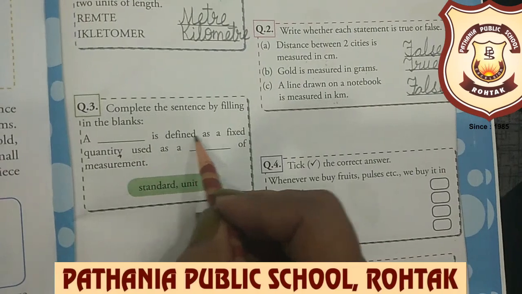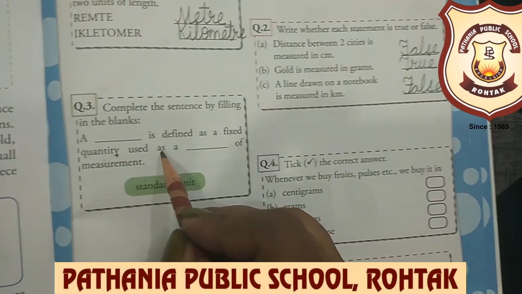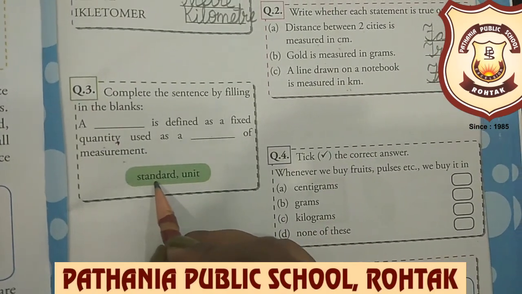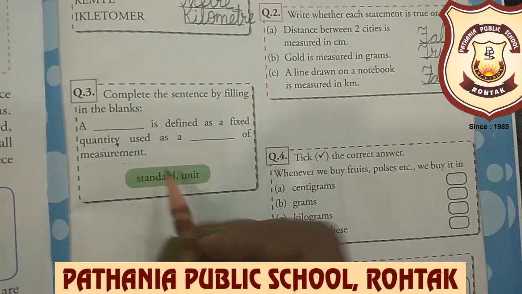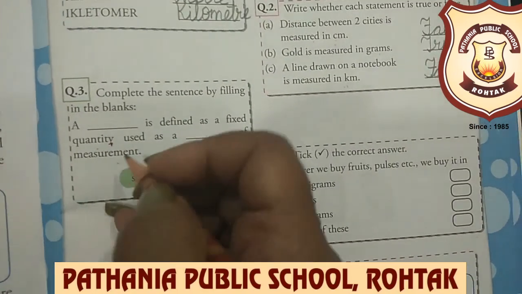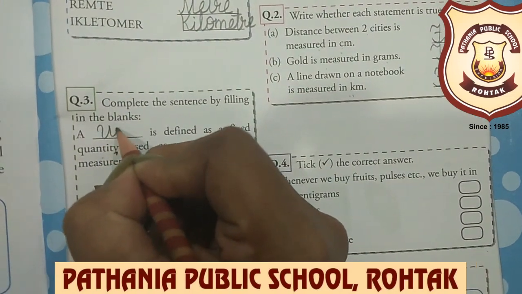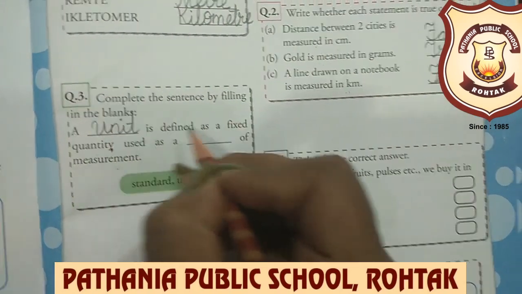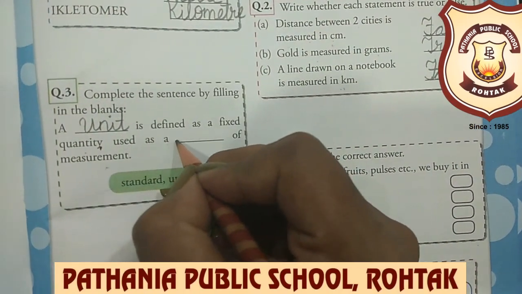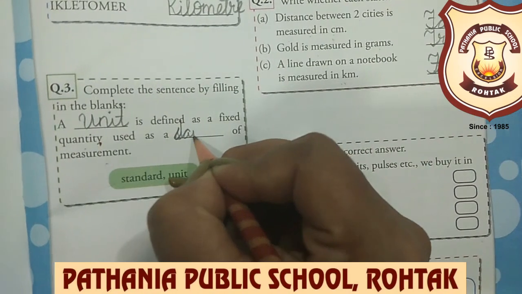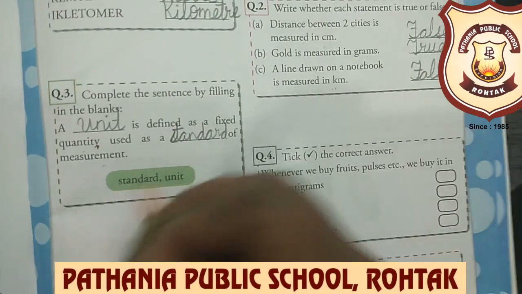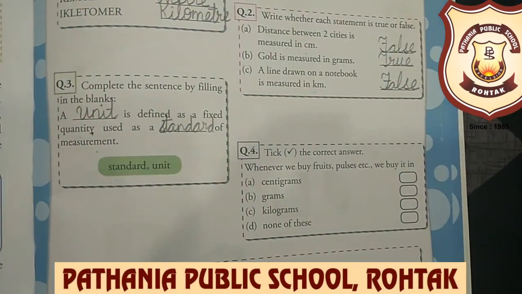A blank is defined as a fixed quantity used as a blank of measurement, and a help box is given to you here. The first word is standard and the second is unit. So you need to fill the correct word at the correct place. So a unit, yes, correct. A unit is defined as a fixed quantity used as a standard of measurement. Yes, because units are fixed quantities. 1 meter equals 100 centimeters is fixed for everyone.